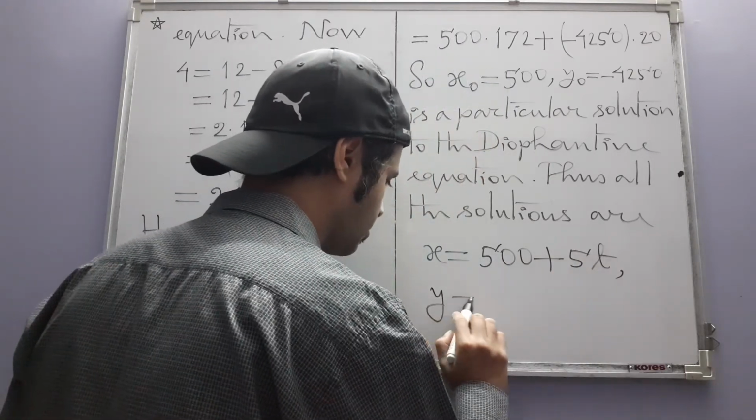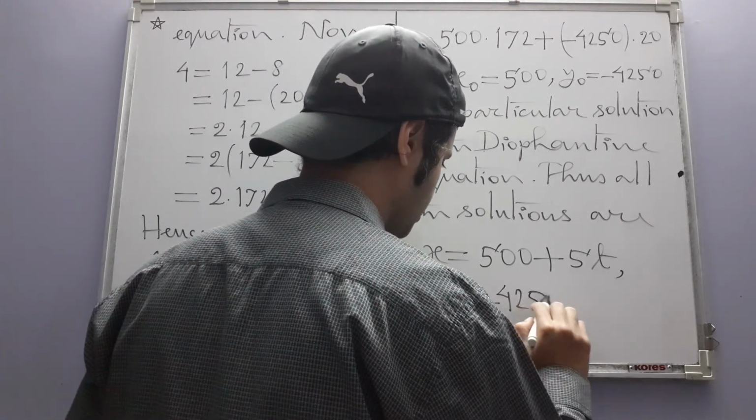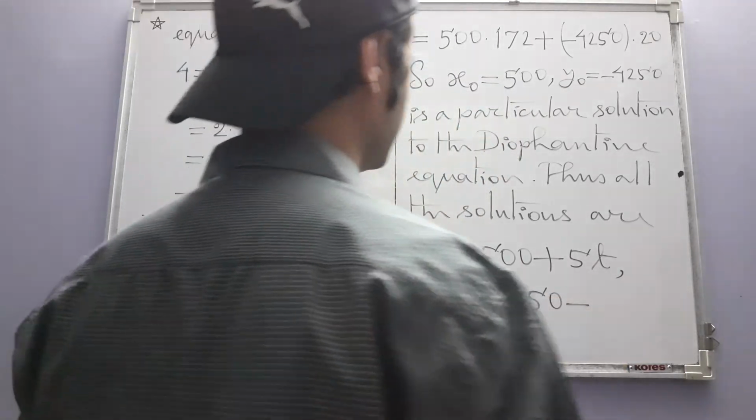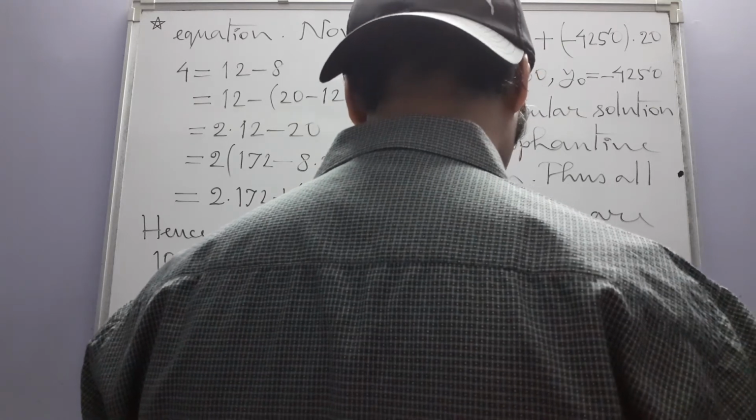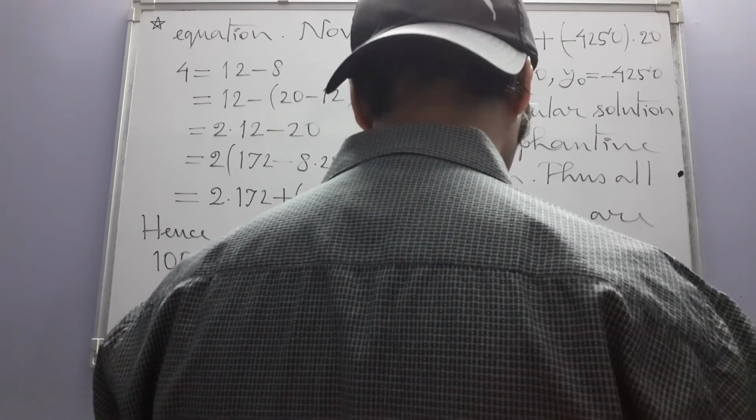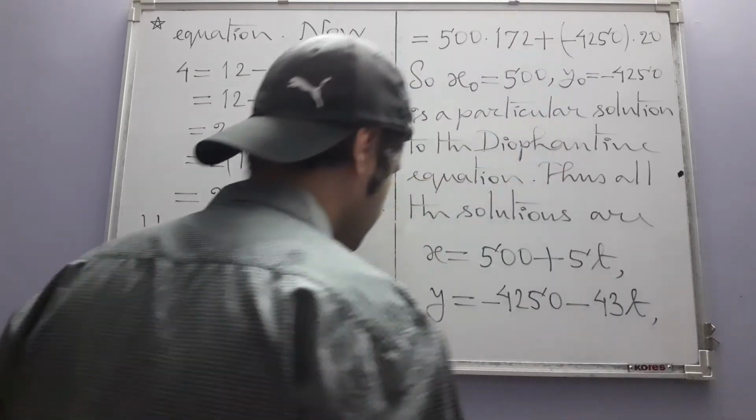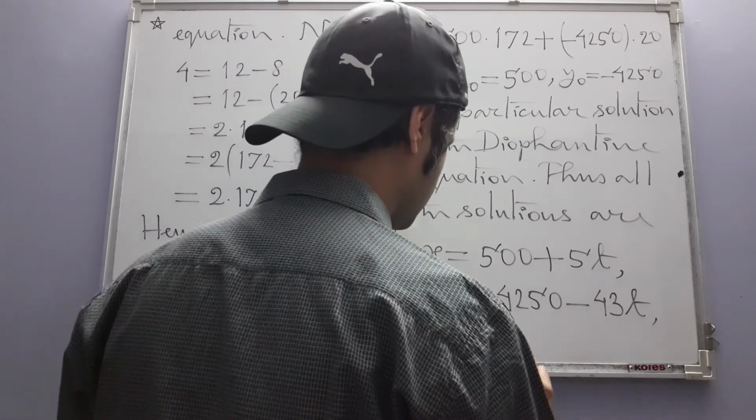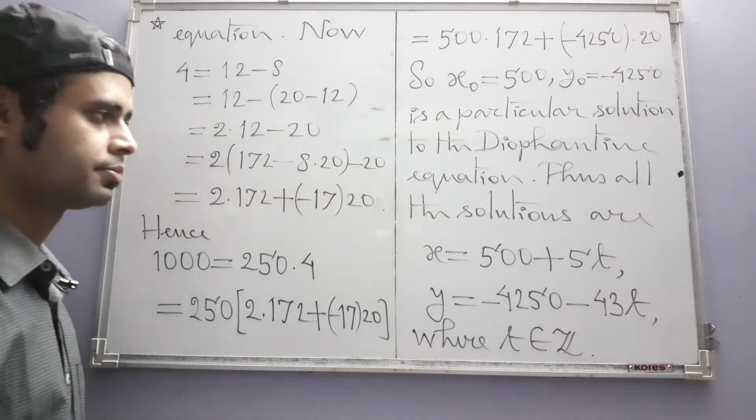And y is equal to minus 4250 minus 172 divided by 4, which gives us what? 43t, where t belongs to the set of integers.